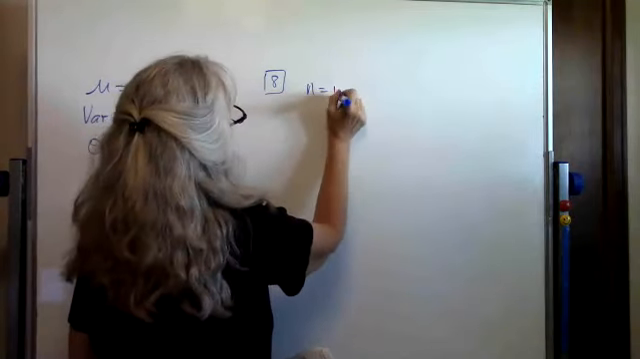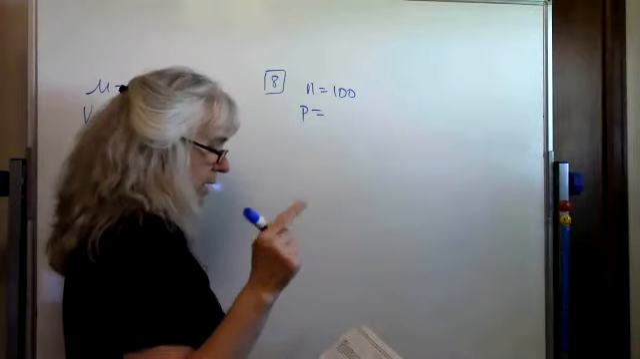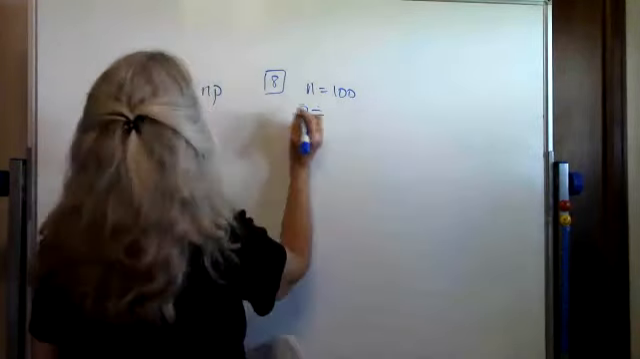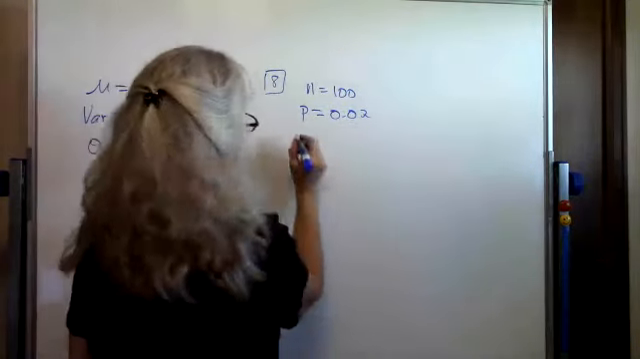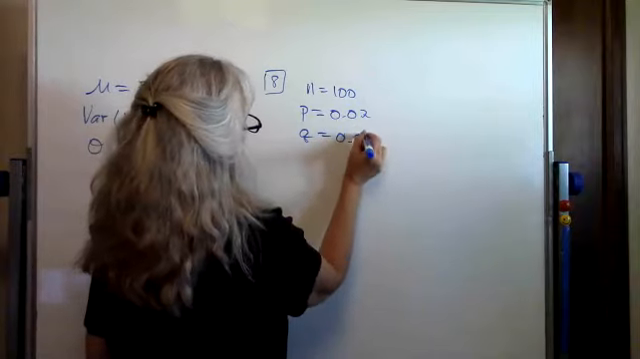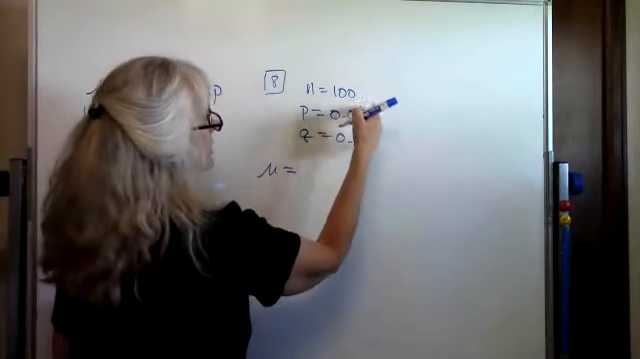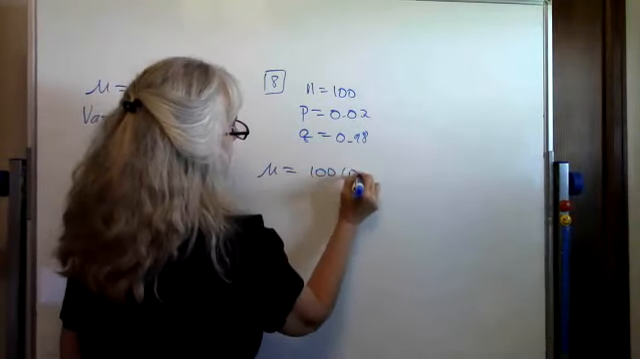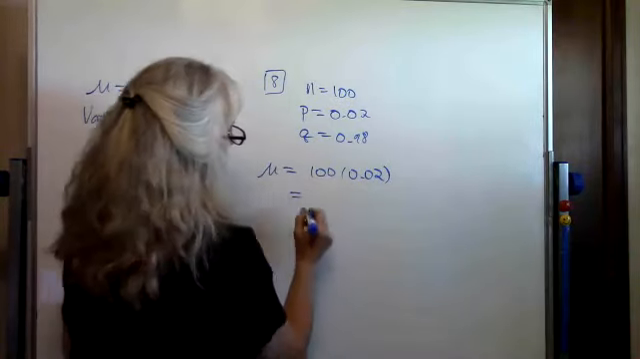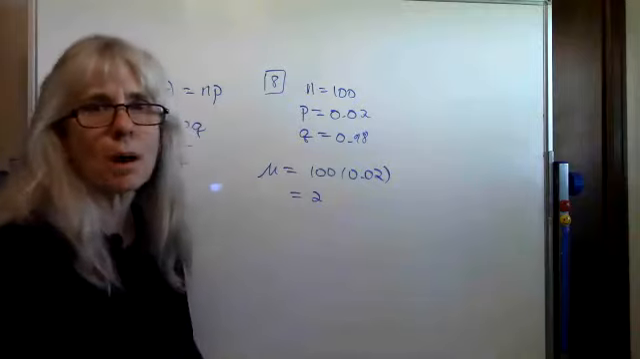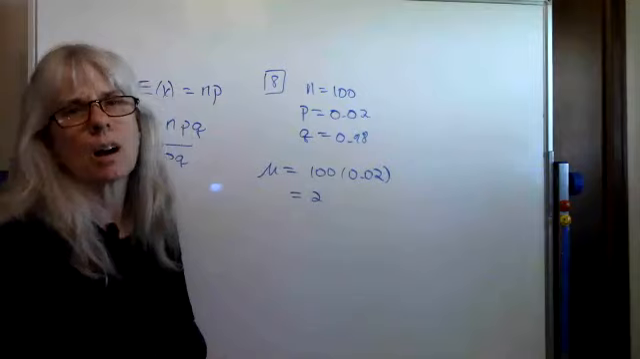So n is the number in the package, which is 100. P is going to be, in this case, the probability that it does not meet their qualifications, and that's the 0.02. That came from the 2%. So we know that q then is going to be 0.98. So the mean, mu, which is our expected value, is simply n times p. So it's going to be the 100 multiplied by the 0.02, which simply means that in that lot of 100, there are going to be 2 of them that do not meet the buyer's specifications. That's it, just 2.